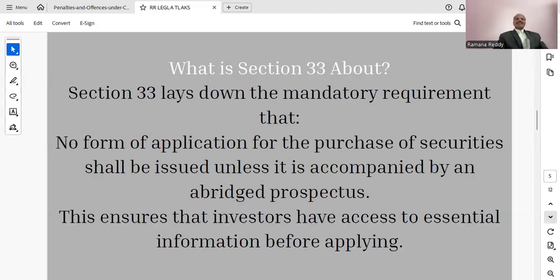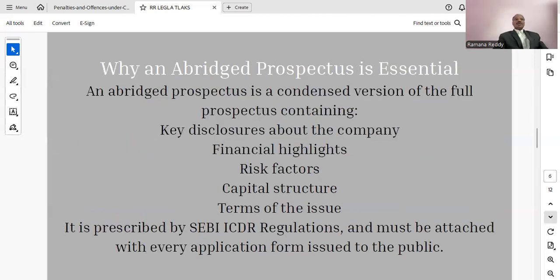So what is Section 33 about? Section 33 lays down the mandatory requirement that no form of application for the purchase of securities shall be issued unless it is accompanied by an abridged prospectus. This ensures that investors have access to essential information before applying.